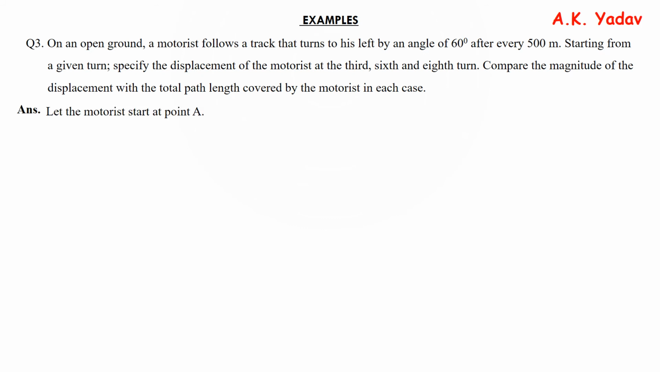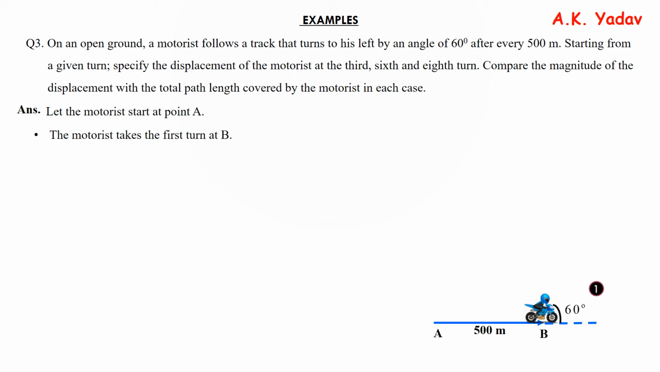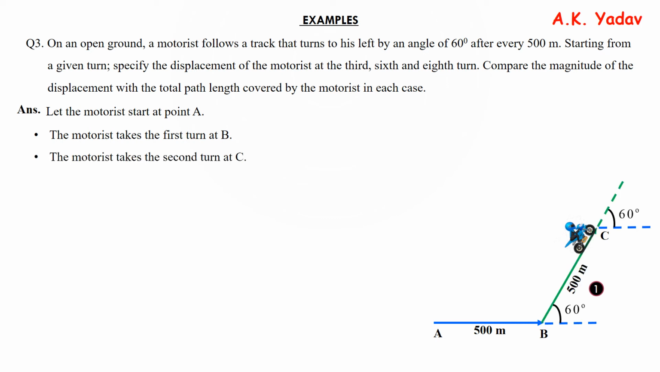So let's take that the motorist is at point P. He starts from point P, then he takes the first turn after covering 500 meters and the angle is 60 degrees. So first turn, he reaches point C, again 500 meters, then he takes the second turn making 60 degrees, and previously it was 60, so the total is 120 degrees.